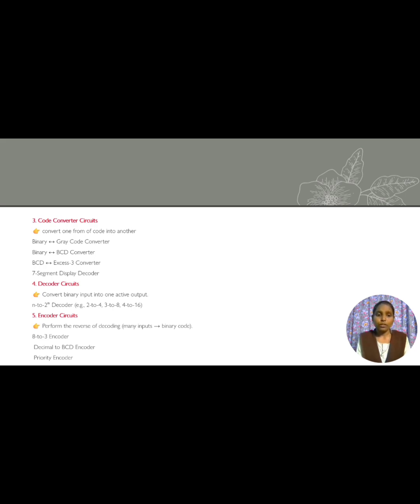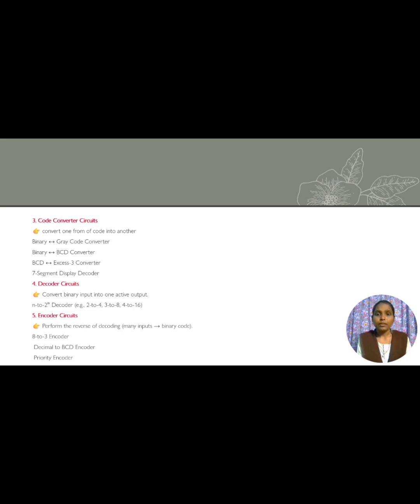Number 4, decoder circuits. Convert binary input into one active output, that means n to 2 to the power of n decoder. For example, 2 to 4, 3 to 8, 4 to 16. These three are examples of the n to 2^n decoder, that means decoder circuits. Number 5, encoder circuits. Perform the reverse of decoding, that means many inputs to binary code: 8 to 3 encoder, decimal to BCD encoder, priority encoder.